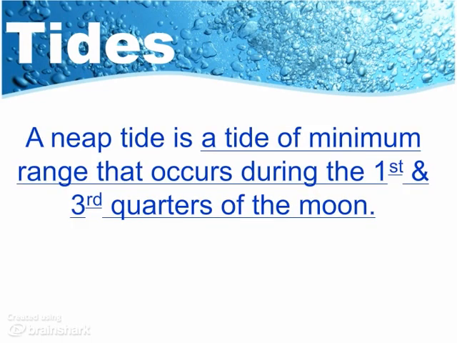Now this next one, a neap tide, is kind of the opposite. A neap tide is when you have a tide of minimum range. This also occurs twice a month at the first quarter and the third quarter moon phases.